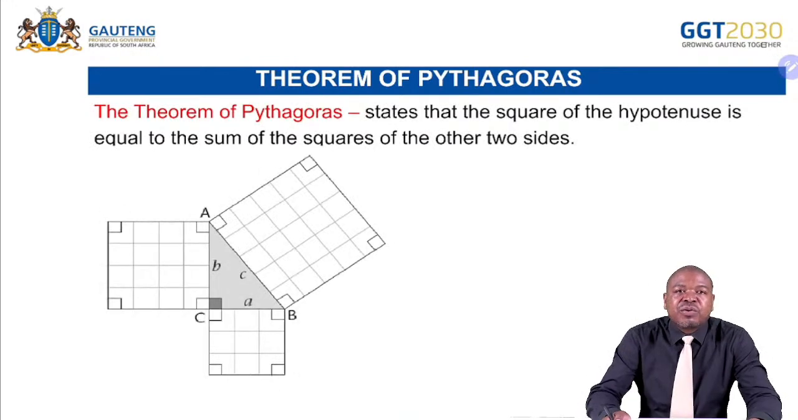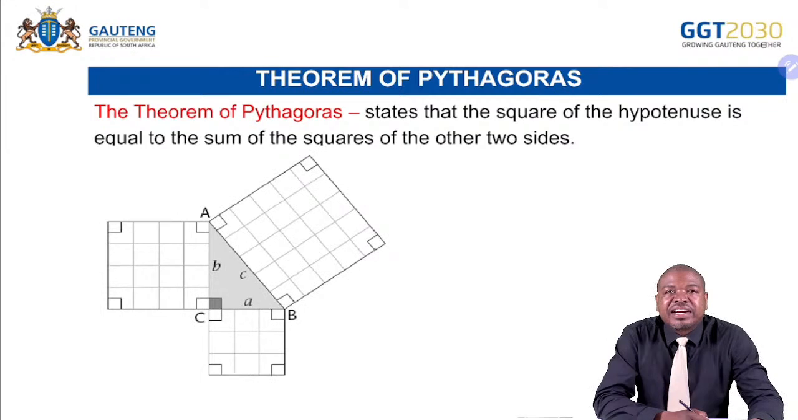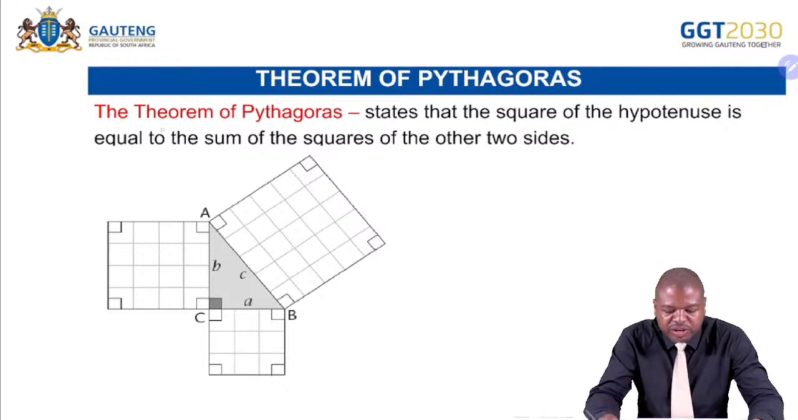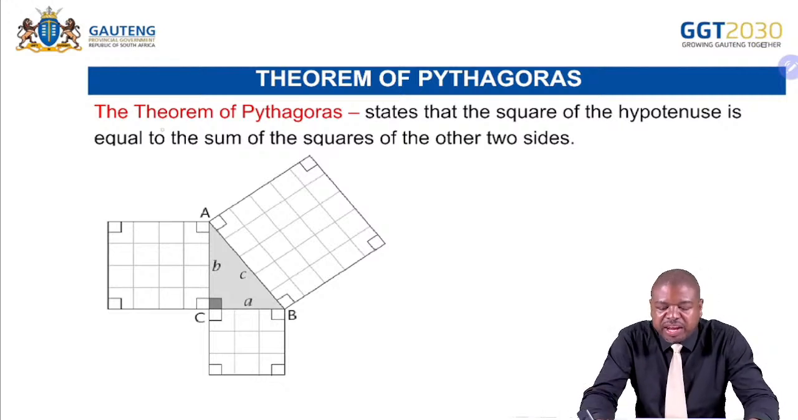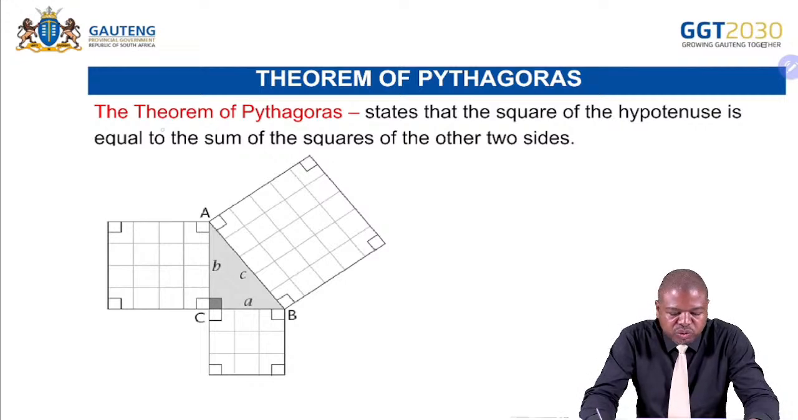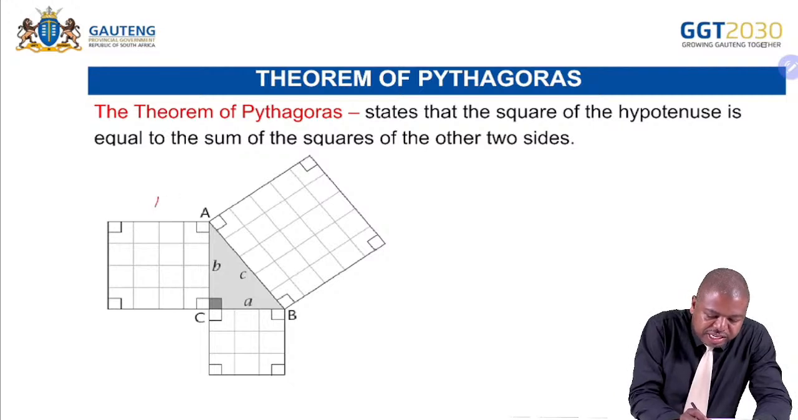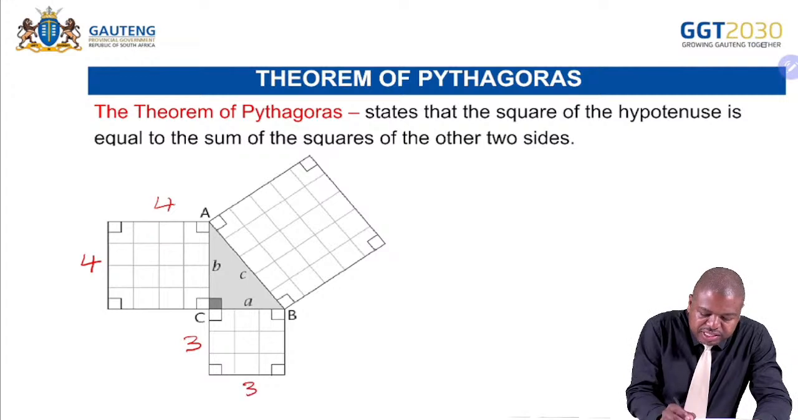We can shorten what we had written earlier on and write it in this form, which is the theorem of Pythagoras, which states that the square of the hypotenuse is equal to the sum of the squares of the other two sides. Remember, we said this side is 4, this side is 4, this side is 3, this side is 3, this side is 5, this side is 5.